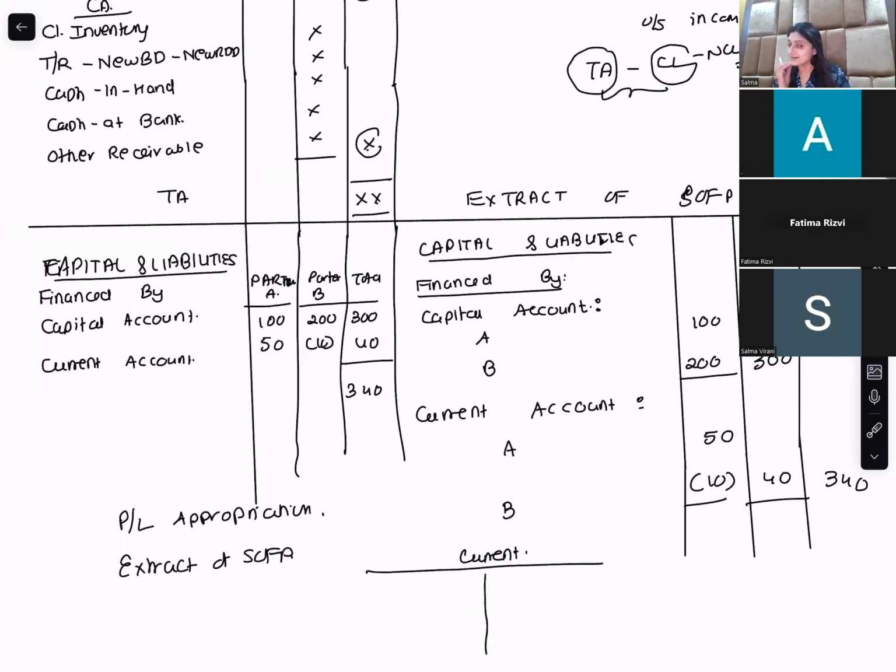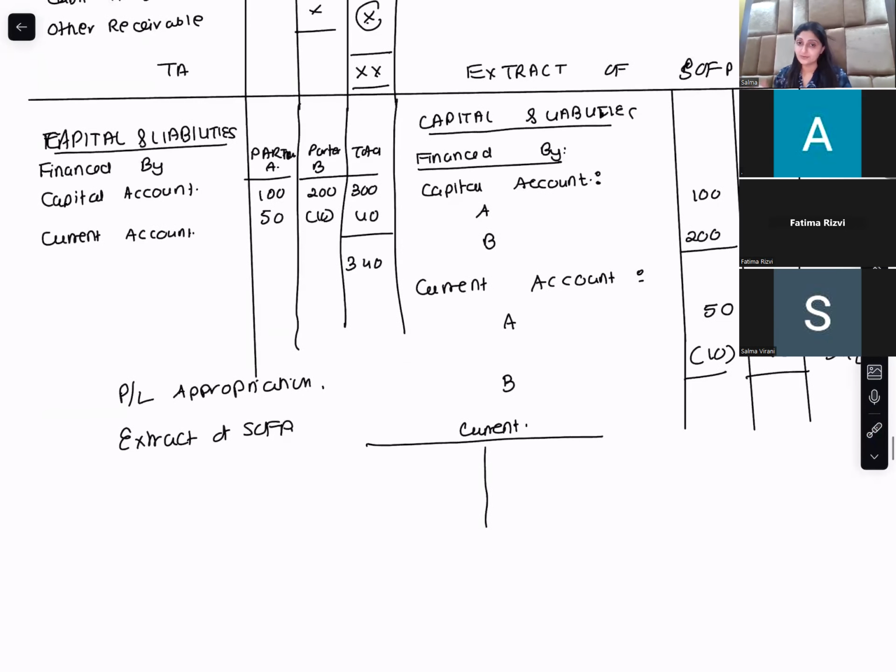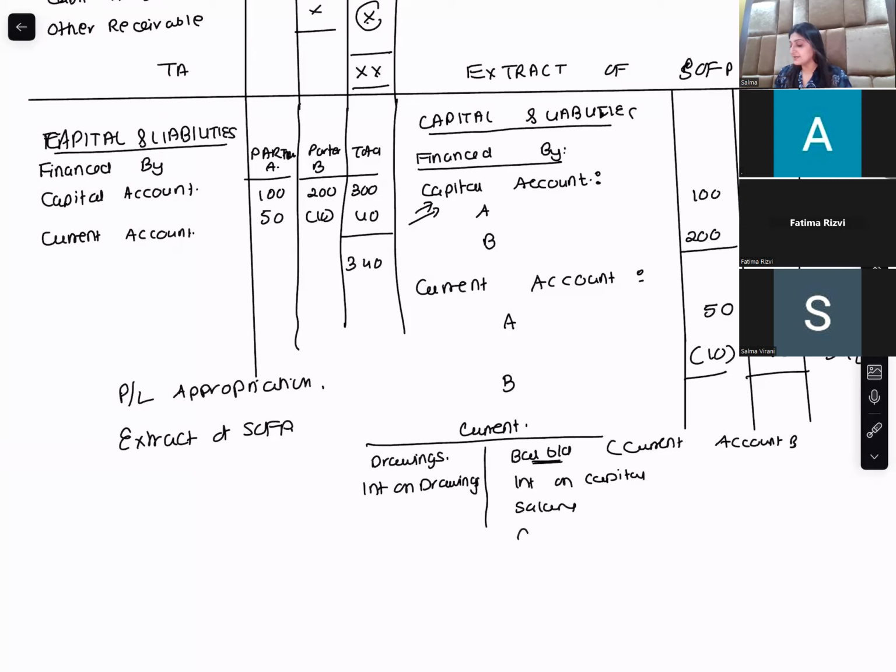Can you tell me how you make the current account? What are the things that come in the current account? On the debit side, interest on drawings. On the credit side, balance brought down, if it is a current account balance. Then interest on capital. Additional capital will come in the capital account. Right. Salary, commission, share of profit.